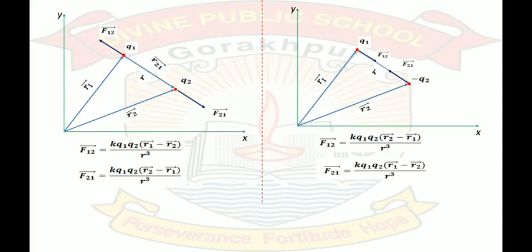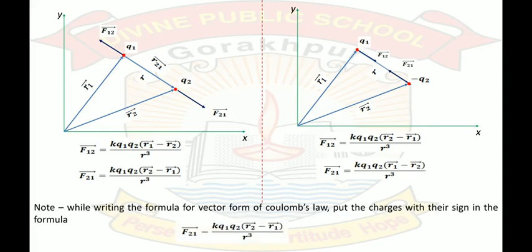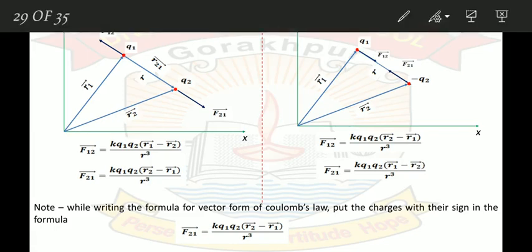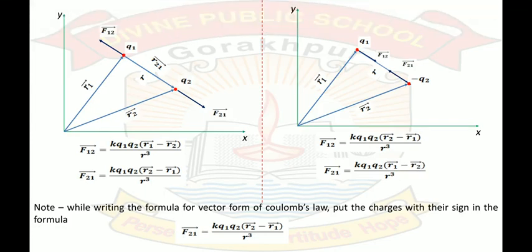And one more method is there, and that method I prefer. While writing the formula for the vector form of Coulomb's law, we put the charges with their signs and use this equation only. The first we have learned: 1 2, 1 minus 2. What you have to do is put the charges with sign, so it will automatically take this form. Suppose here if you put Q2 negative, then it will take this form. So we use the formula like 2 1 to 2 minus 1, but we put the charges with the sign. Is it clear? By any method you can learn.